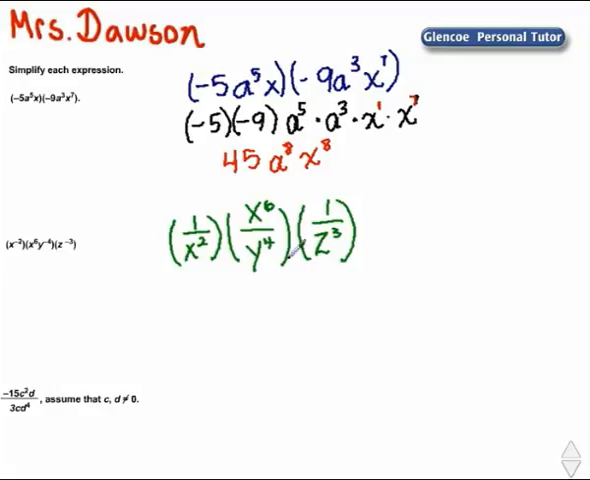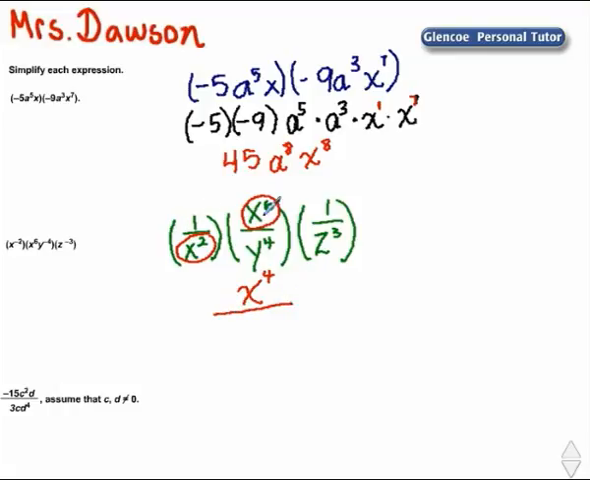Now we'll cancel common factors, or we could also see that in the denominator we have a base of x, and also in the numerator a base of x. When dividing and the bases match, we'll subtract the exponents. So x to the 6th divided by x squared is x to the 6th minus 2, which is 4.